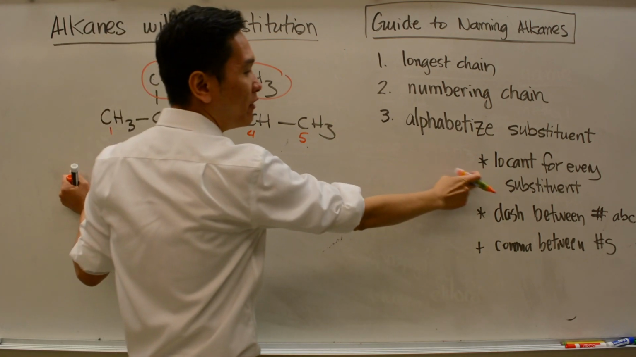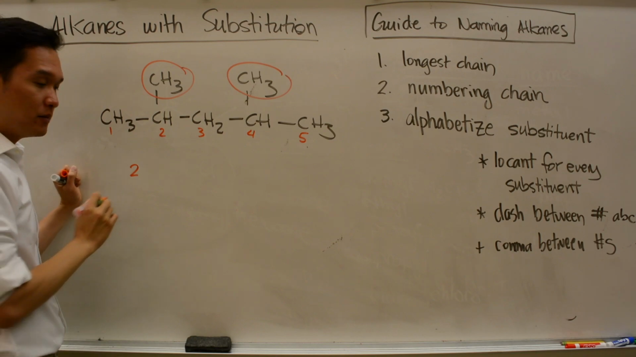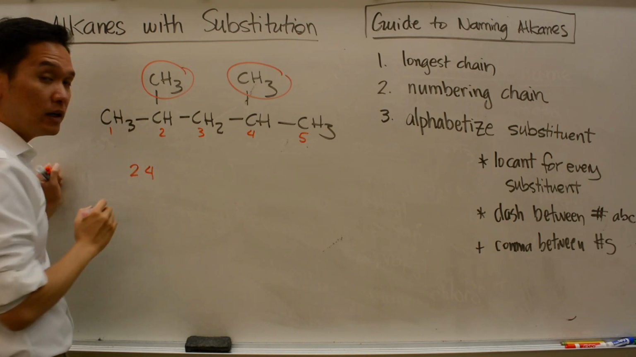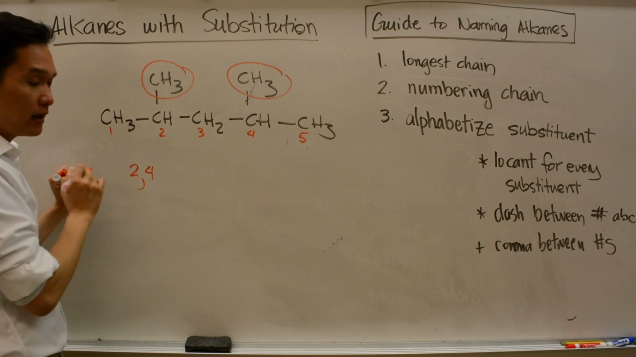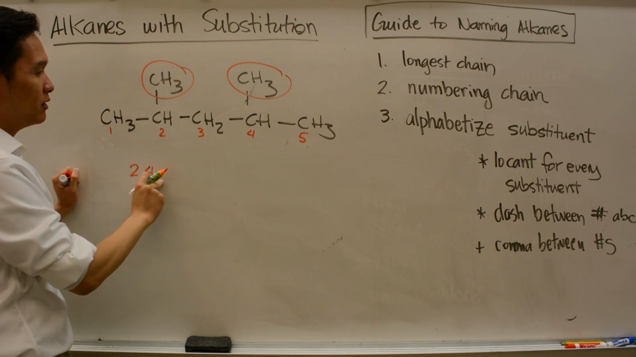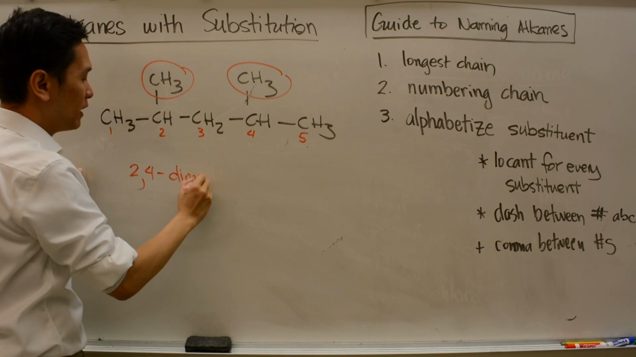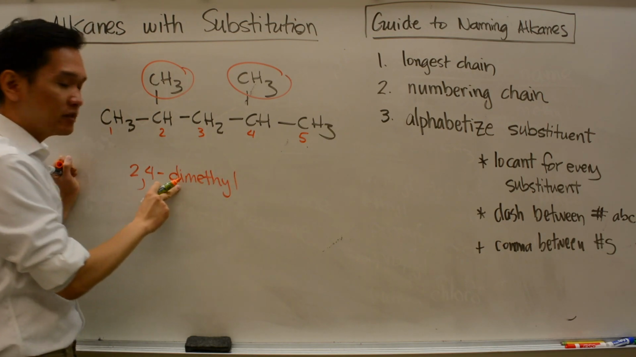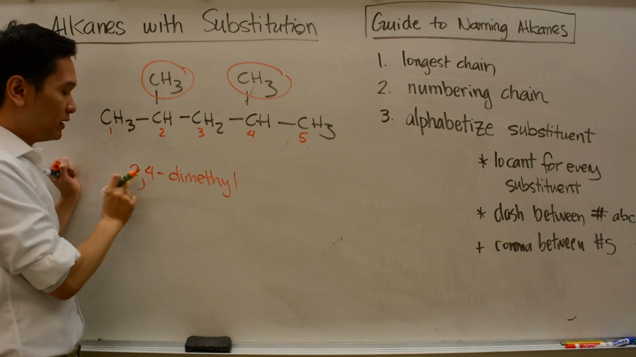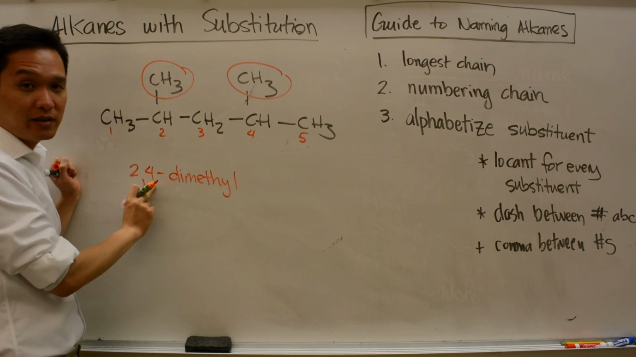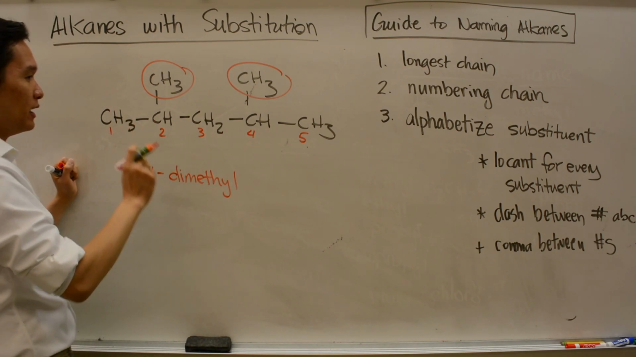Remember I said for every substituent, I must say that there's a methyl group at number 2 and a methyl group at number 4. Remember what do I do when there are 2 numbers next to each other? I put a comma. So 2, 4, dash, dimethyl. Okay, the di is a little redundant, but it's okay. The dimethyl says that I have 2 methyl. The locant tells me that the first one is at number 2, the second one is at number 4. Okay? And then lastly, put in the whole name there is a pentane.